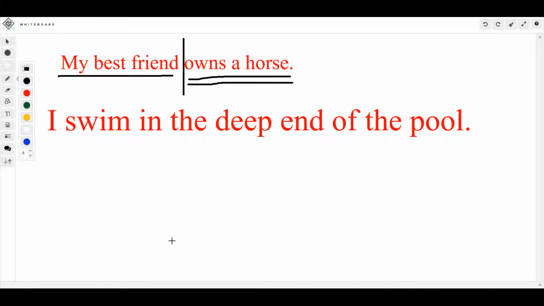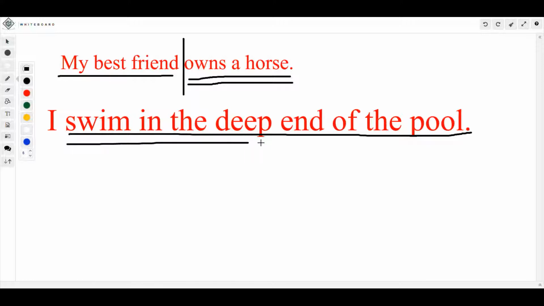Can you find the verb, the word that shows an action, something that they did? How about swim in the deep end of the pool? This right here is the whole complete predicate. So that means this is our complete subject, just one itty bitty tiny word. Now, is it a noun or a pronoun? This is a pronoun, okay? If it were a noun, it would be like Caden or Bobby or something like that. But this is a pronoun because it takes the place of that.